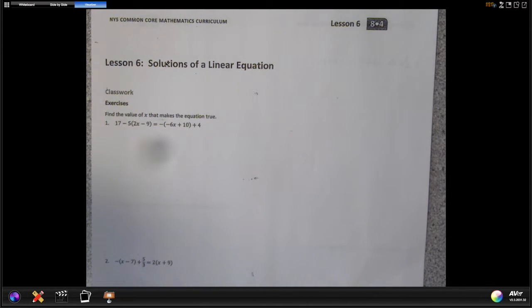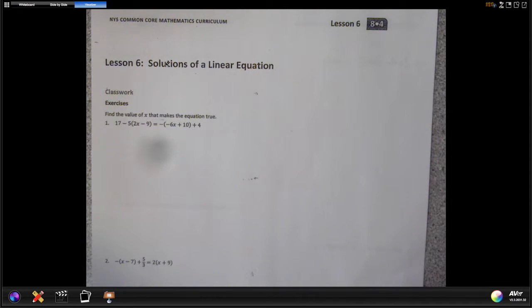So starting on page 17 with exercise 1, you have quite a long equation here and we want to solve for x. So find the value of x that makes the equation true. In order to do that, the first thing you need to check for in here is parentheses. And we want to get rid of those parentheses. So we need to distribute anything that's on the outside of them.